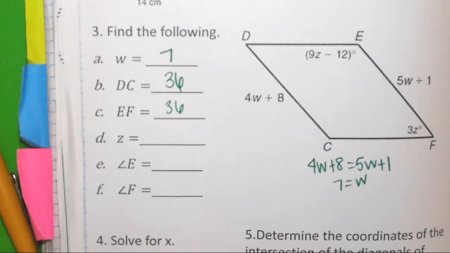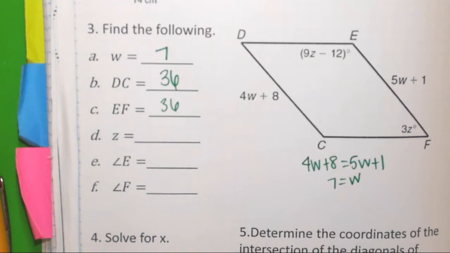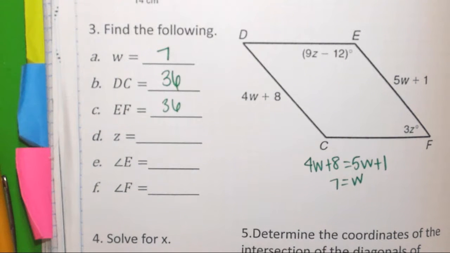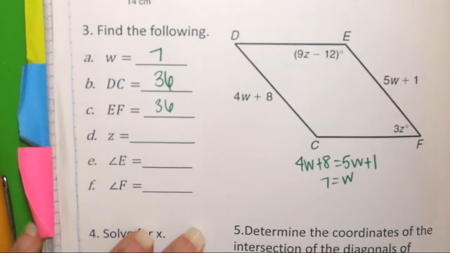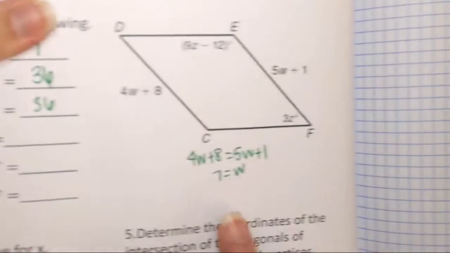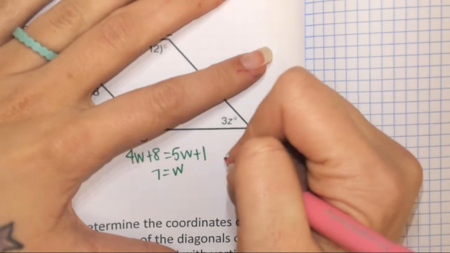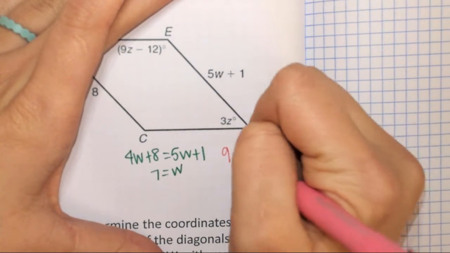We do have to solve for Z. Now, what do we know about angle E and angle F? What type of angles are they? They're consecutive, so that means that they add up to equal 180. They're supplementary. Good. So that means we're going to do 9Z minus 12 plus 3Z, and we're going to set it equal to 180.